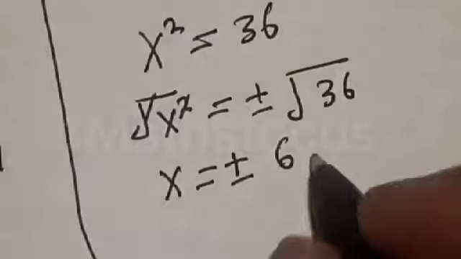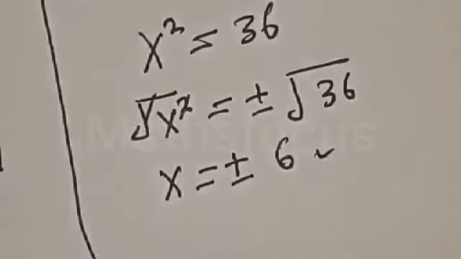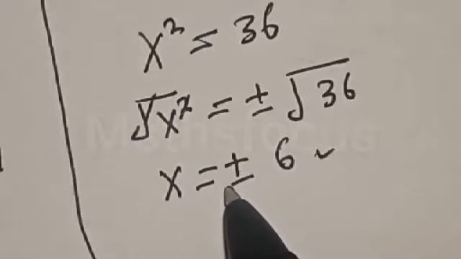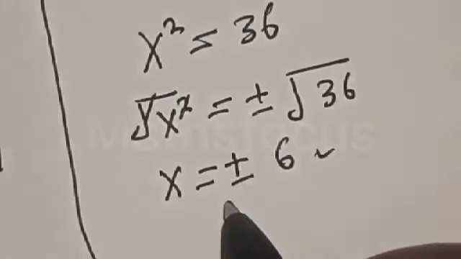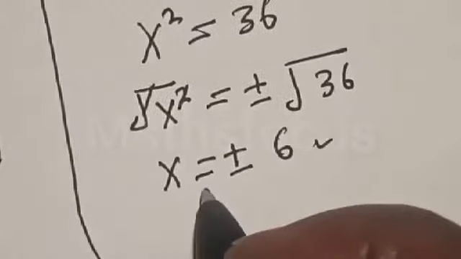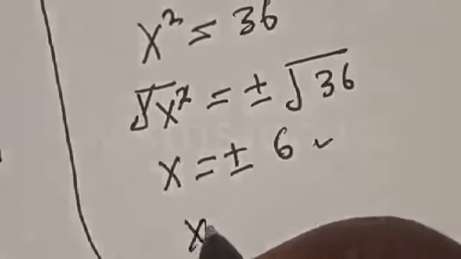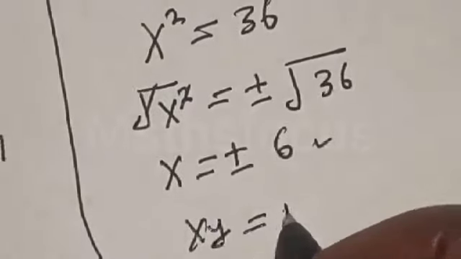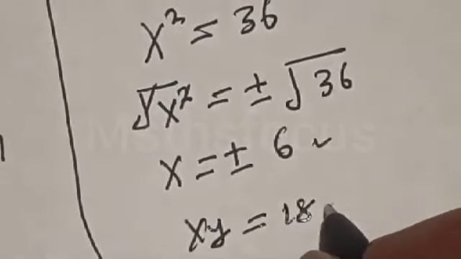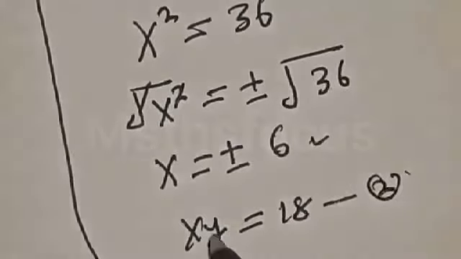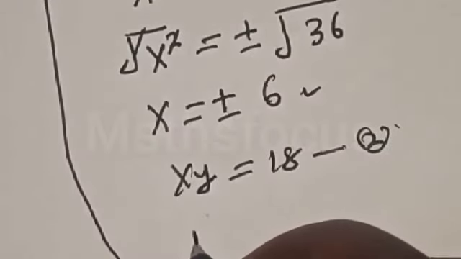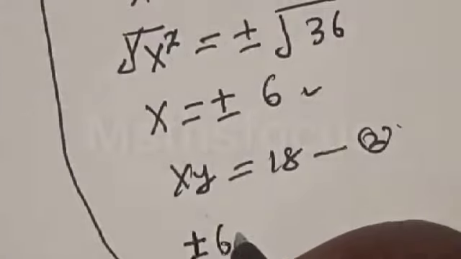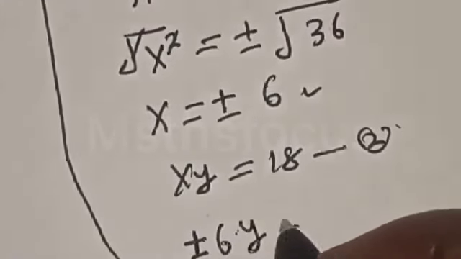Now, we've known the value of x to be equal to plus or minus 6. Let's substitute for x in any of the equations, either equation 1 or 2, to get the value of y. But in this case, I'm going to make use of equation 2. Our equation 2 is giving us xy is equal to 18. But our x is plus or minus 6, so plus or minus 6 y is equal to 18.